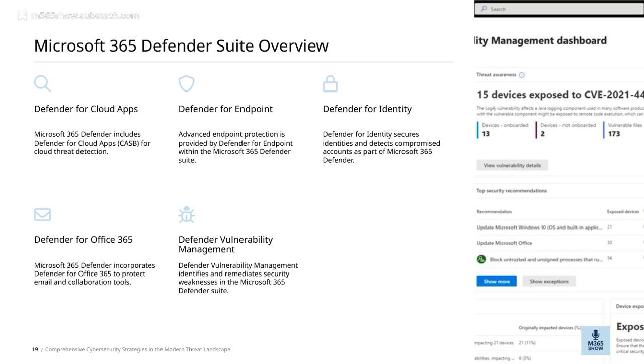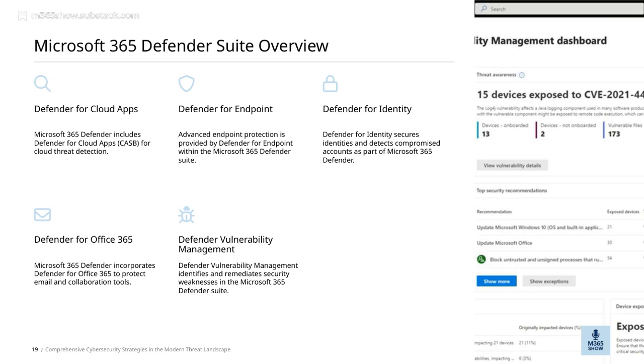Within the suite, Defender for Office 365 plays a crucial role in protecting our email and collaboration tools. Since email is often the entry point for attacks, having robust protection here is essential for maintaining trust and security in our communications. Next, we have Defender for Identity. This component safeguards user identities and helps us detect compromised accounts quickly. Recognizing suspicious activity early can prevent a breach from escalating and affecting our entire organization.